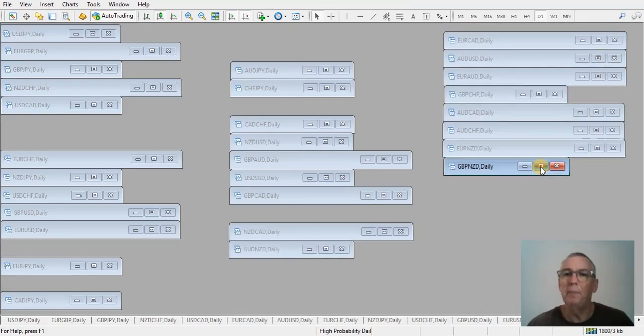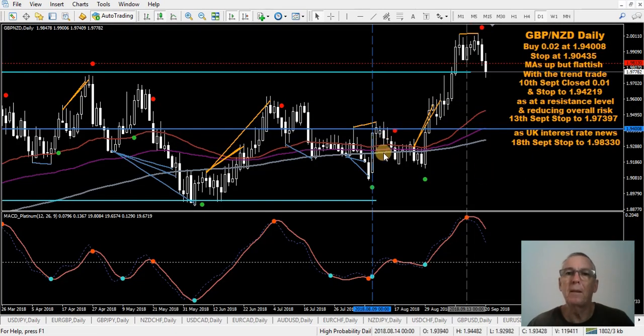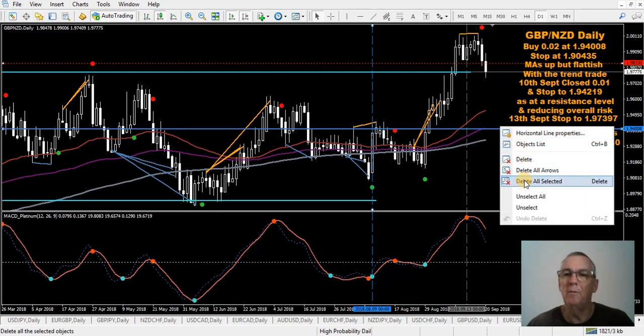And finally, pound New Zealand. Is it a buy back here? And that was my stop there. And last night went through my stop, and it's continued on down this morning. So stopped out on that buy for overall good profit. So all good there. So just going to remove that.